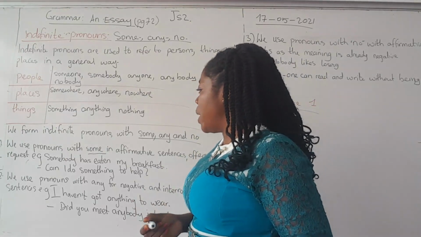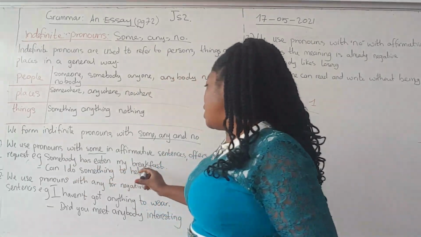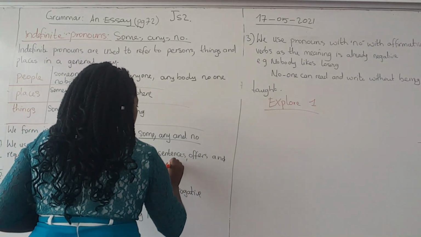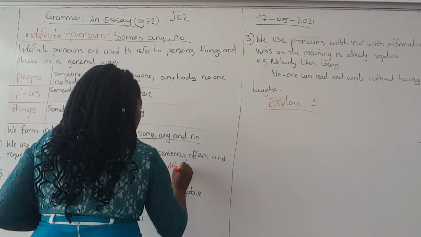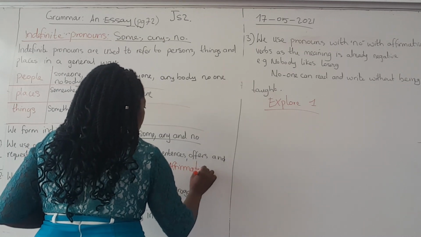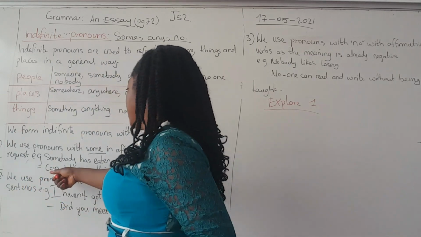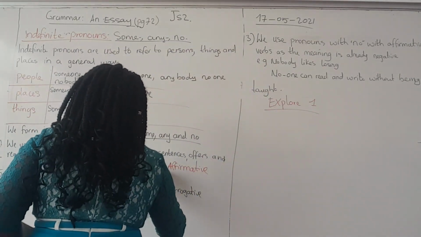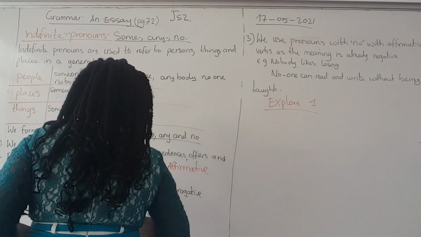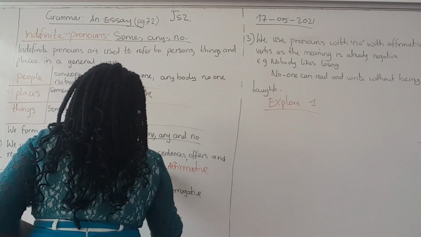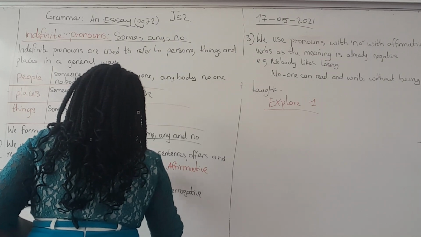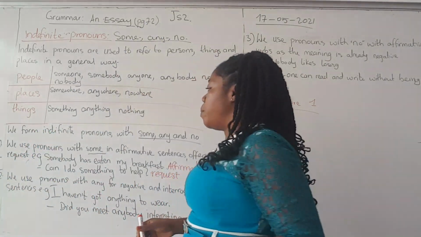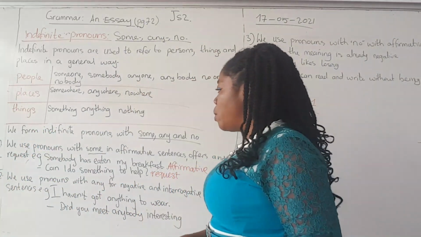Let's see some examples. Somebody has eaten my breakfast. This is an affirmative sentence. Another sentence: Can I do something to help? This is a request. It means you are requesting to help somebody.